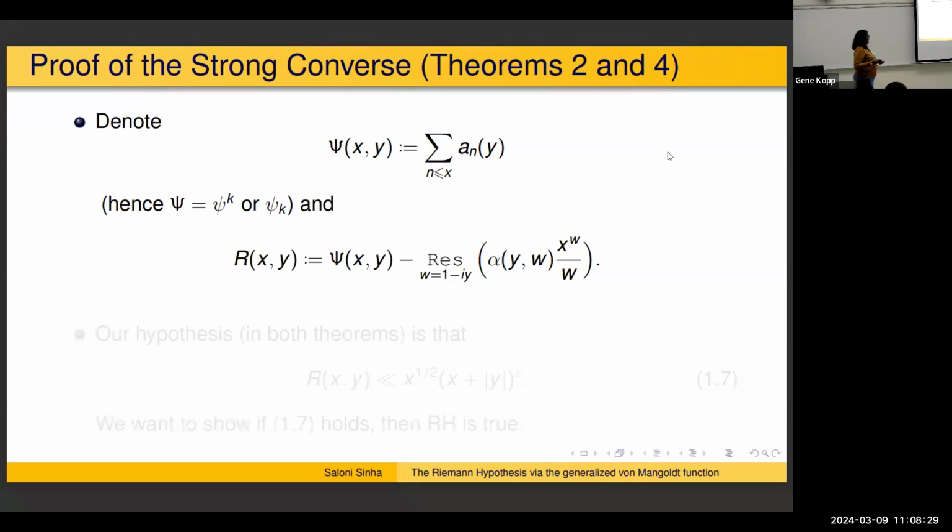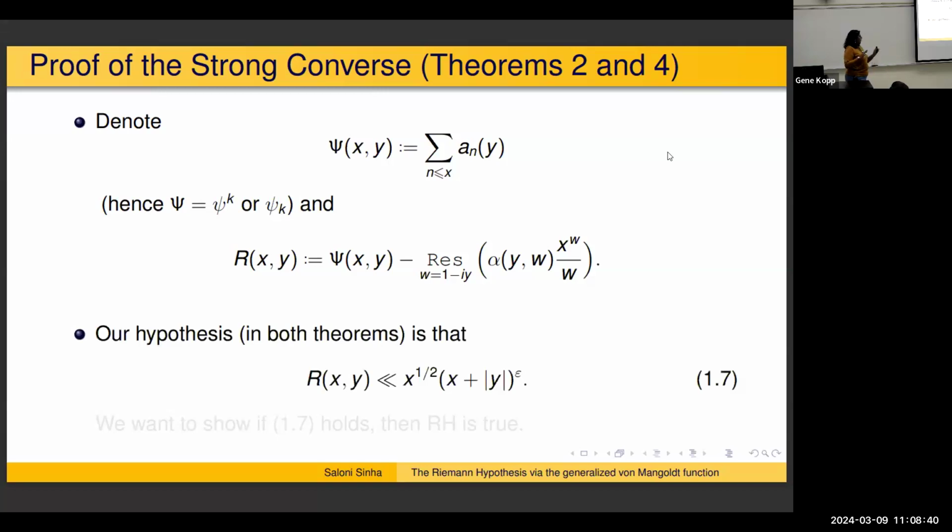And then we let r(x, y) be defined as capital psi(x, y) minus the residues term. So that's basically the error term that you see. And for both theorems, our hypothesis is that this error term is less than x to the 1/2 times (x plus absolute value of y) to the power epsilon. And we want to show that if this holds, then the Riemann hypothesis is true.